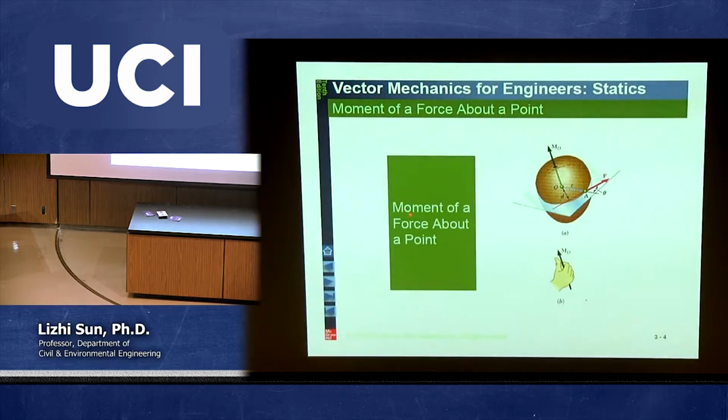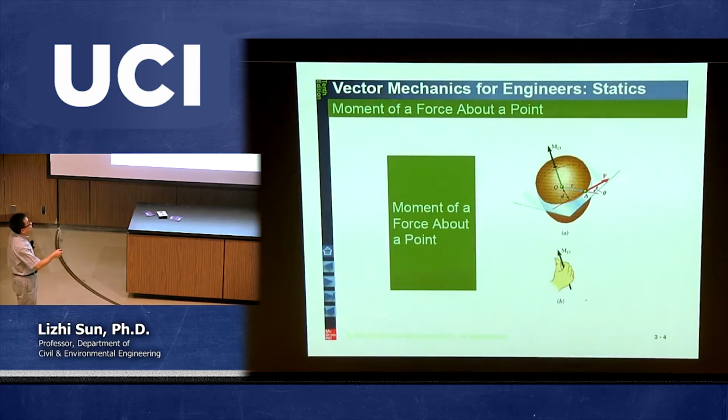Okay? So the first kind of moment we want to talk about is the moment of a force about a point. So let's use a three-dimensional setting. Let's say this object in a three-dimensional setting is a rigid body. Now there is a force acting on this point A. This point A can be inside the rigid body, can be on the surface, doesn't matter. It's very general. So we have a point, and at this point there is a force acting.